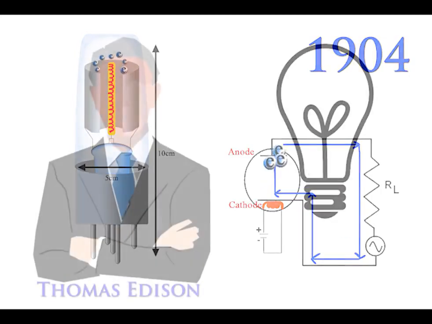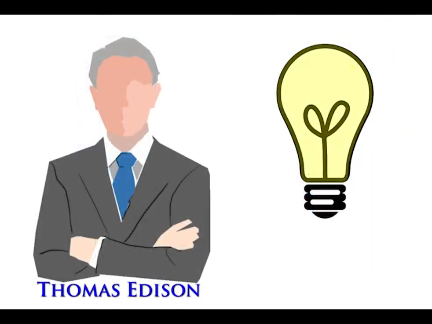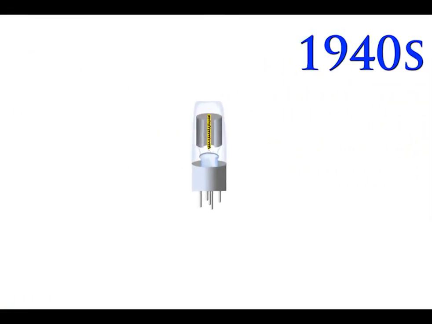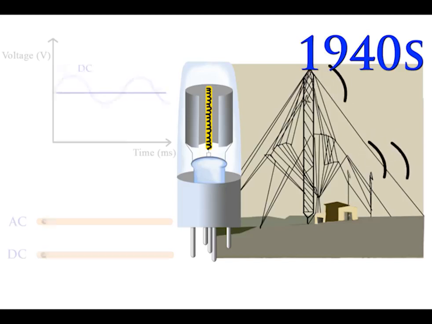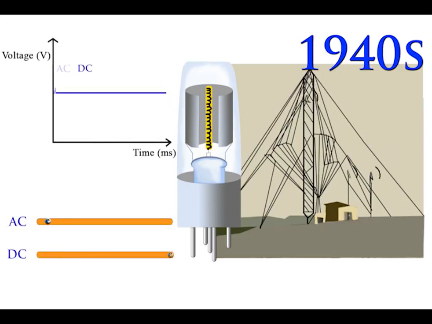This invention was inspired by Thomas Edison's light bulb effect, and this invention was also used for amplifying the faint signal from overseas during World War I, rectifying alternating current to direct current, oscillation, and switching purposes. This invention was the first breakthrough in the development of modern electronic devices.